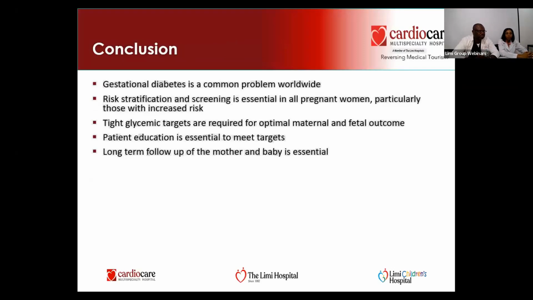So in conclusion, gestational diabetes is a common problem worldwide. This stratification and screening is essential in all pregnant women, particularly those with increased risk.